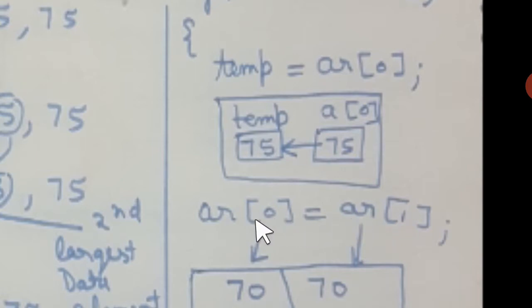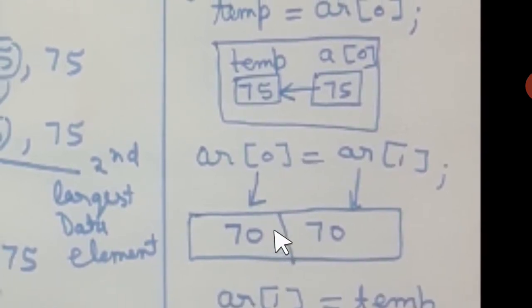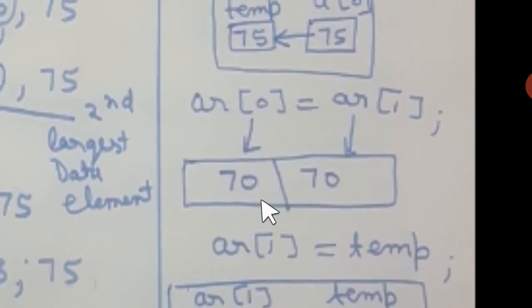So I have written AR of 0 equal to AR of 1. That's a very important thing, that never write AR of 1 equal to AR of 0 here, okay? Because we are copying the data of AR of 1 to AR of 0. So now you can see that data of AR of 1, that was 70, has been copied to AR of 0. Now 70 has got its proper position. Now what is required to be done? Now 75 has to be transferred to AR of 1.